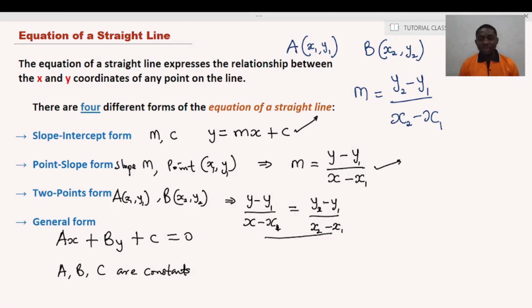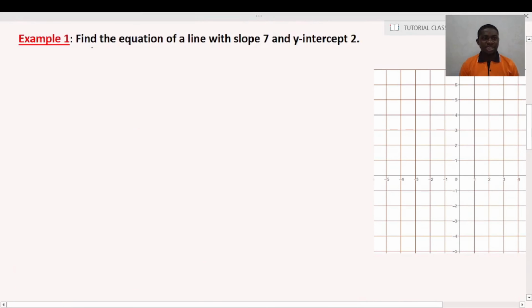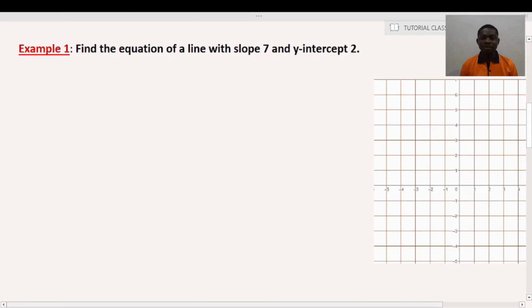So let's take a look at some problems around that area to test our knowledge. Let's look at this. Find the equation of a line with slope 7 and intercept 2. From this question, you realize that one thing has been given to us here. Take note, the slope, the gradient, which is the same as slope, is 7, and the intercept, which is our c, equals 2.